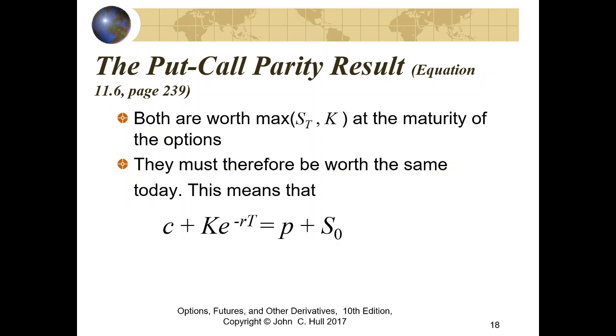Then what will be the value of portfolio A today? Remember, portfolio A consists of the call option and a zero coupon bond that pays K at maturity. So what will be the value of the bond that pays K at time T? It's the present value of K today. So the K discounted plus the price of the call option is the value of portfolio A today.